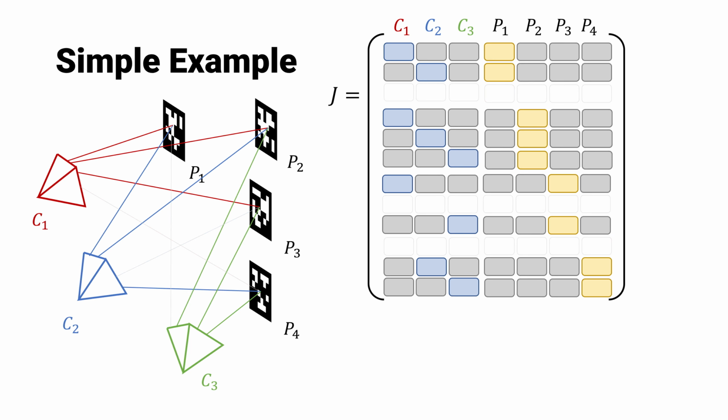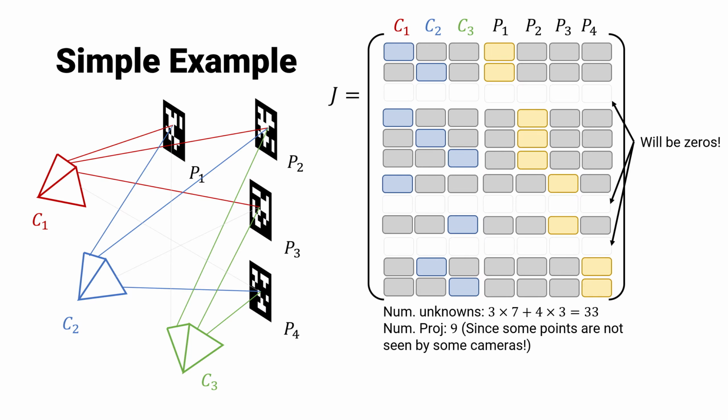What could happen is when you're moving your camera around, the image could be blurry, or something could happen to the tag, which is occluded, and you might not see it. In this particular example, camera 1 does not see point 4, camera 2 does not see point 3, and camera 3 does not see point 1. In which case, these rows which are grayed out will become zeros for us. The rows will exist, but they will just have zeros all around. So the number of unknowns was still 33, but the number of projections is only 9, not 12, because some points were not seen by the cameras. In this particular case, there were 3 missing.